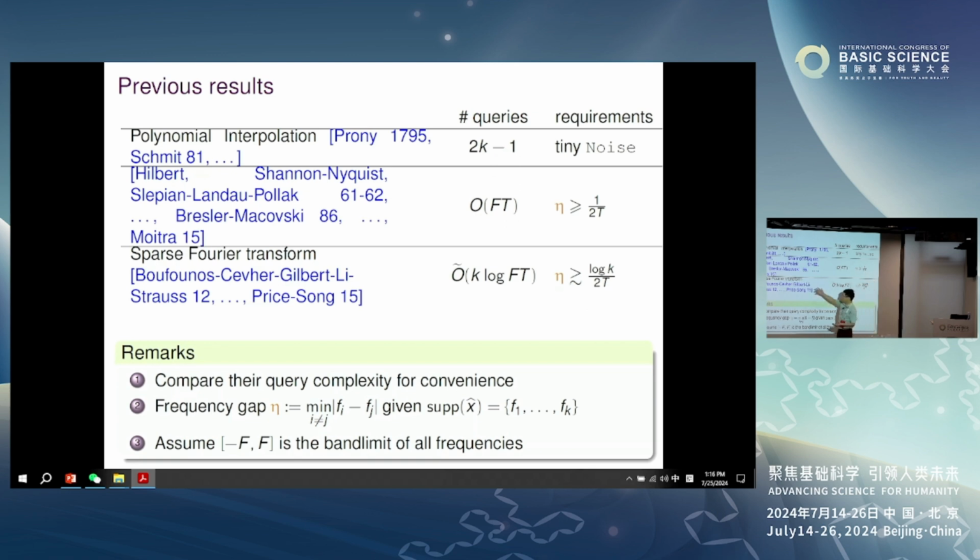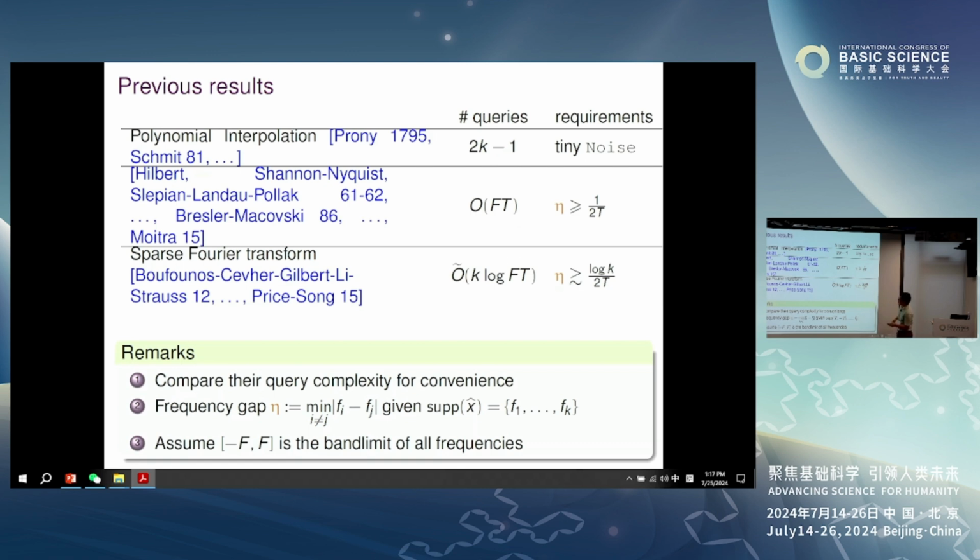Recently, not recently, like 10 years ago, motivated by the discrete sparse Fourier transform algorithm, there is another line of work that uses the same technique. They can reduce the query complexity to the correct order, or what is the correct order in our opinion. That's basically k times log FT. k is the sparsity parameter, and FT is basically the size of the problem. But it requires the frequency gap to be even larger, something like log k over 2t. Okay, so these are previous results on this line.